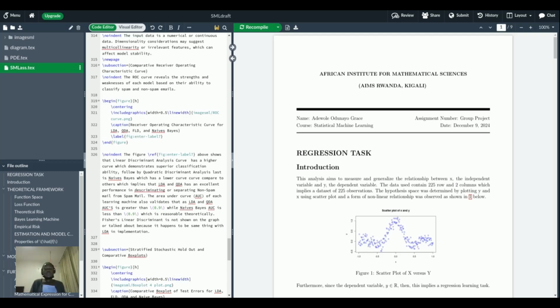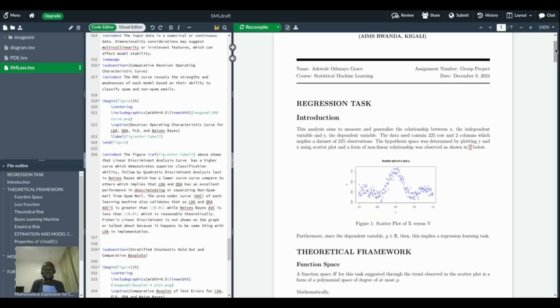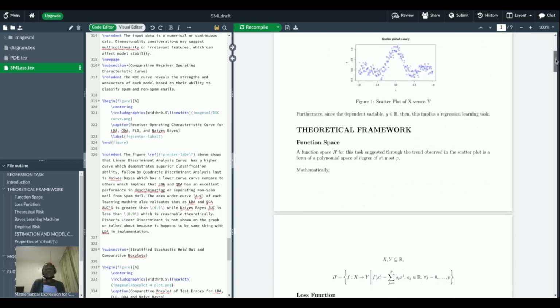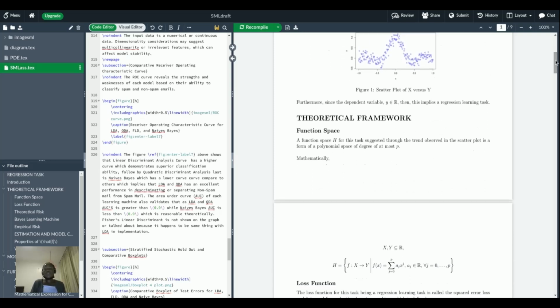The first thing to do is to observe the relationship that exists between my y and my x variable, which I did using scatter plots, and a form of non-linear relationship was observed, which helps me to choose my function space of a form of polynomial space of degree at most p.